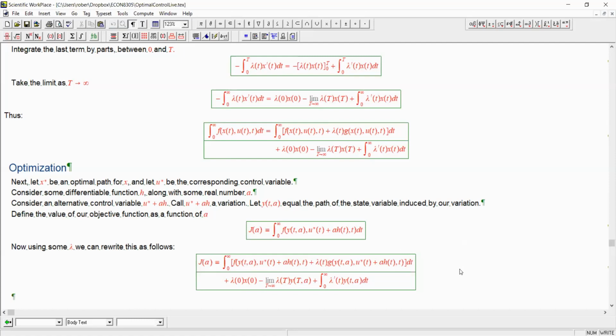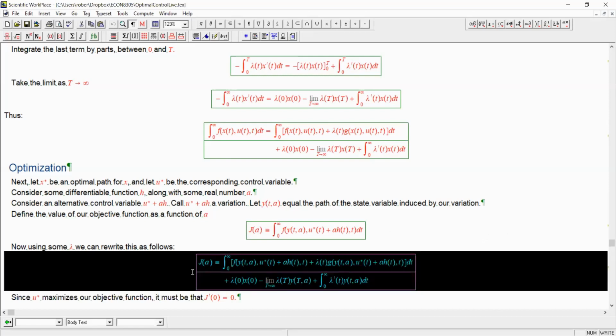Next, recall that x star and u star maximize the objective function. So that means that since u star maximizes our objective function, it must be that j prime evaluated at 0 is 0, since everything here is differentiable. So now let's figure out what j prime is and set it to 0.